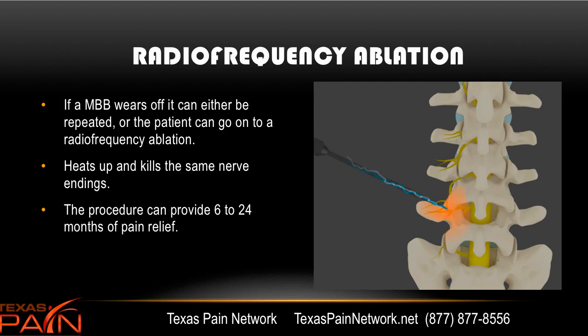So as mentioned, if the medial branch block works well and then it wears off, the person can go on to have this radiofrequency ablation. Basically what's happening is thermal energy is being put through a catheter and it heats up and kills these medial branch nerve endings. Not a nerve root, just a nerve ending that only has a sensory function, no motor.